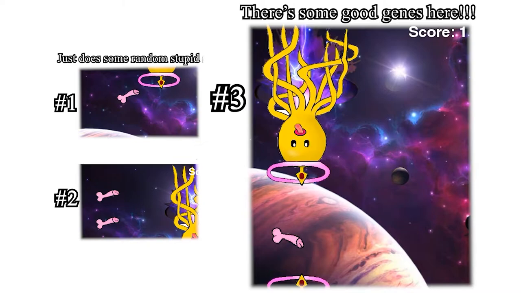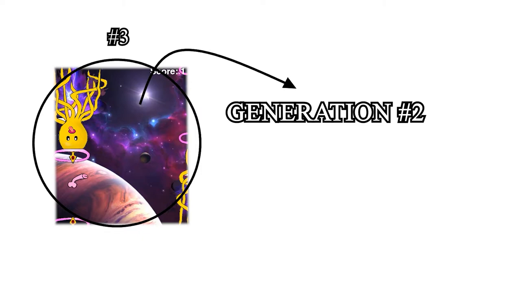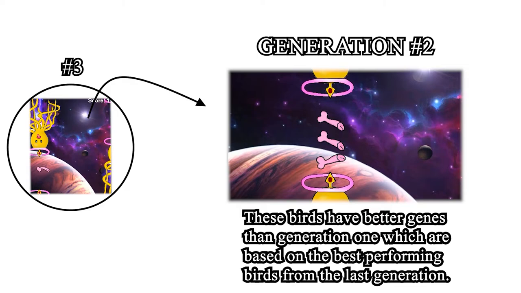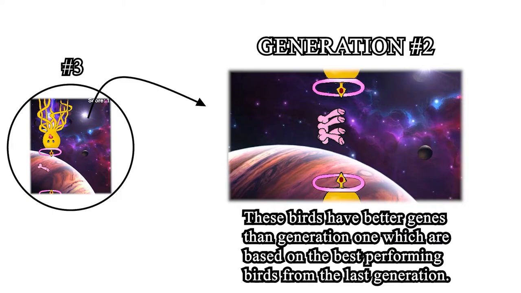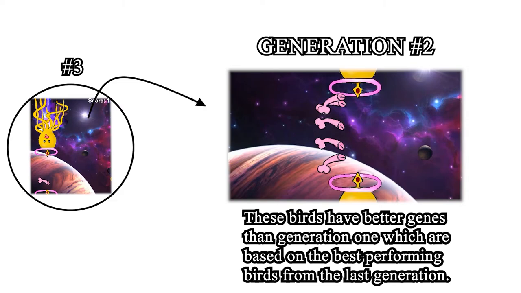The NEAT algorithm generates a new set of birds, generation 2, when all of the birds from the first generation are dead. These second generation birds' neural networks are generated based on the fittest birds from the last generation, in this example bird 3, and they also have a chance to mutate. These mutations are the things that make the NEAT algorithm learn. The hope is that some of the birds from the new generation with these mutations perform better than the fittest birds from the last. This process repeats. The NEAT algorithm is extremely powerful at solving easier tasks like Flappy Bird. Let's see how it performs.